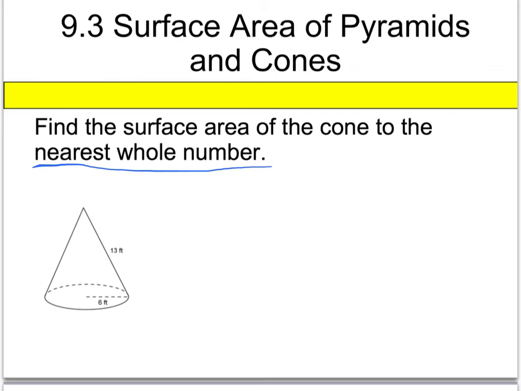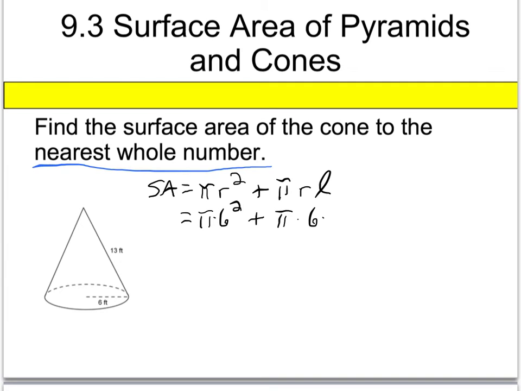Okay, surface area formula. That's where we start. We have our surface area is equal to pi r squared plus pi r times your slant height. Now plugging in what we know. We already know our radius. Our radius at the bottom, notice that is 6. So we have pi times 6 squared plus pi times 6.